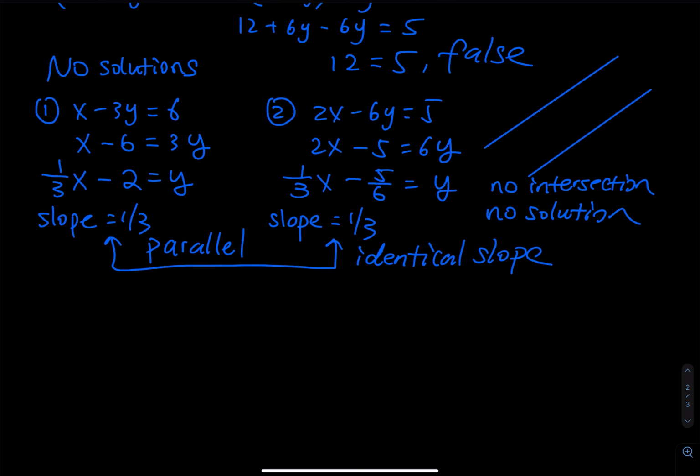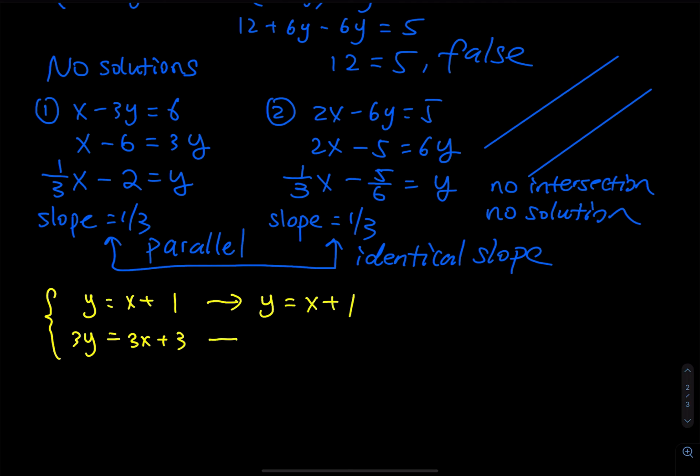So we have another system. That system is y equals x plus 1, and 3y equals 3x plus 3. Do we agree? Take a look at the first and the second equation. The second one, all I did was multiply both sides by 3. So this one is just y equals x plus 1. And then the second equation, when you divide both sides by 3, you have y equals x plus 1 as well. So basically, we have two identical equations.